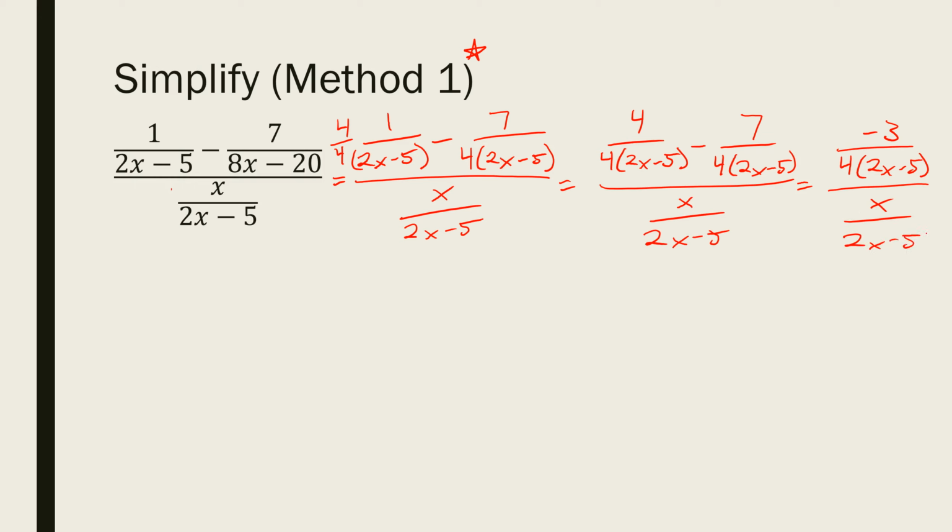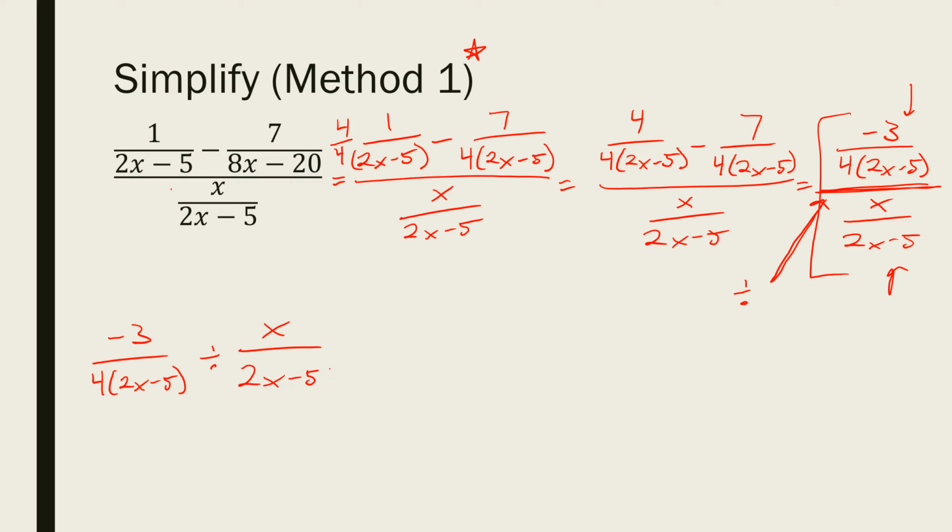Okay, so now I have this. Instead of multiple fractions over a fraction, I have just one fraction over just one fraction. And here's the point where I'm going to say, hey, let's actually look at this fraction bar and think of it like division. So now I'm going to write it horizontally. On top, I have negative 3 over 4 times (2x minus 5), divided by, because this fraction bar can be thought of like dividing, x over 2x minus 5. Okay. But we know that dividing is the exact same thing as multiplying by the reciprocal. So I'm going to flip this second fraction. I'm going to reciprocate it.